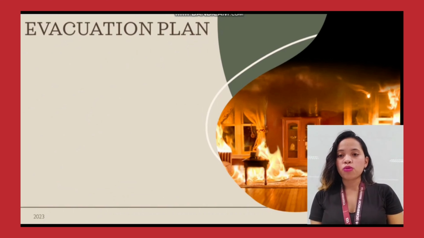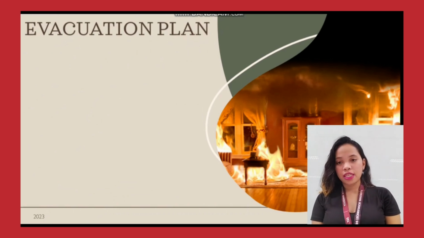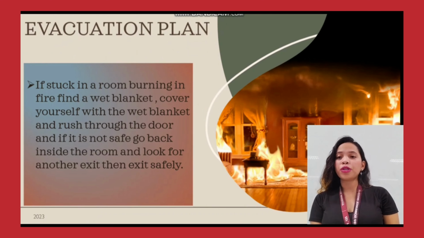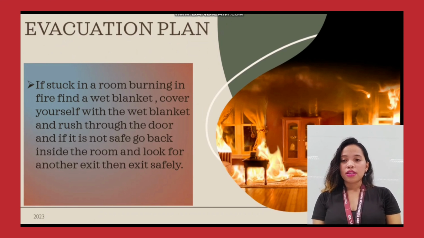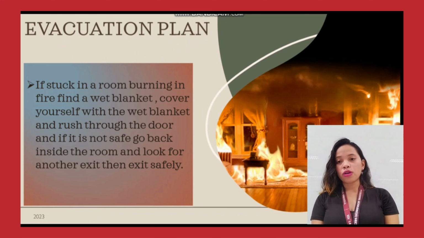So to our next discussion, we are going to tackle the evacuation plan. What will you do in case of a fire emergency if you are stuck inside a room burning in fire? You have to find a blanket. You have to wet the blanket and then cover yourself with it and rush to the door. You have to rush to the door only if it is safe for you. But if it is not safe, you have to go back inside the room. You have to look for another exit that is safe for you and then exit safely.